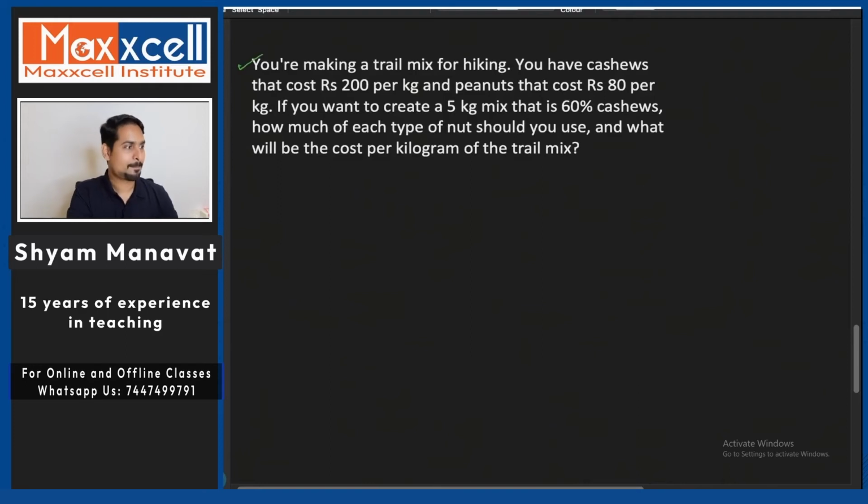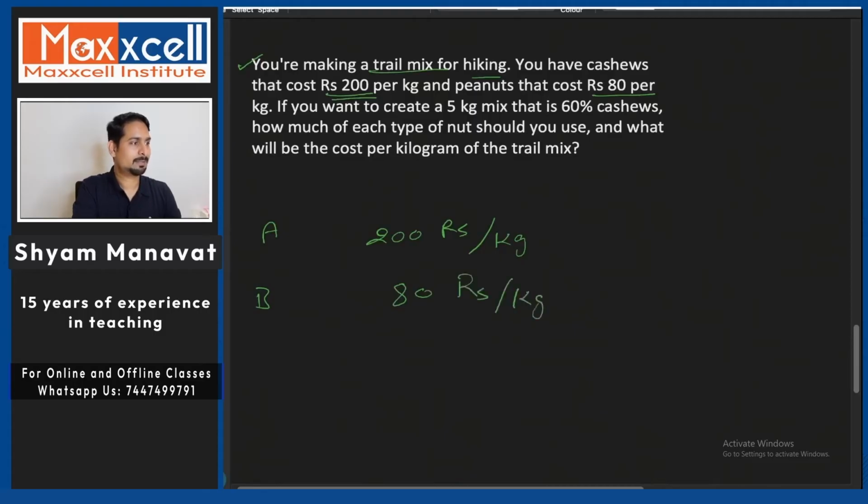Let's practice more. The question says you are going to make a trail mix for hiking. You have cashews, which cost 200 rupees per kg. And the other one is peanuts, which cost 80 rupees per kg. This is what you have as cashews, and here you have peanuts.